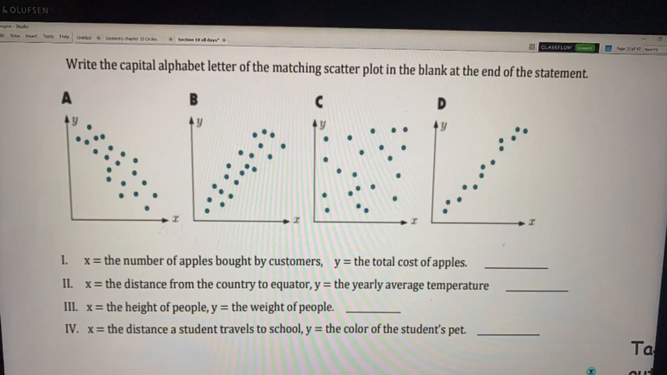Now let's look at the choices. 1, X is the number of apples bought, and Y is the total cost of the apples. 2, the distance from a country to its equator and the yearly average temperature. 3, the height of people and the weight of people. And 4, the distance a student travels to school and the color of their pets.